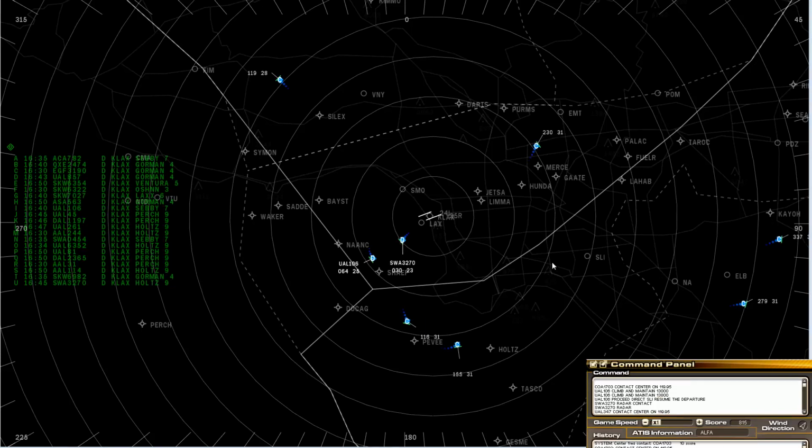So we've got the same situation we had earlier. I waited too long to give United 106 his climb while I was talking about stuff, and Southwest 3270 is going to cut right across and underneath of United 106. If I had not climbed this guy to let him start his climb, we would have had a conflict here because they both would have been at 5,000 feet in roughly the same vicinity.